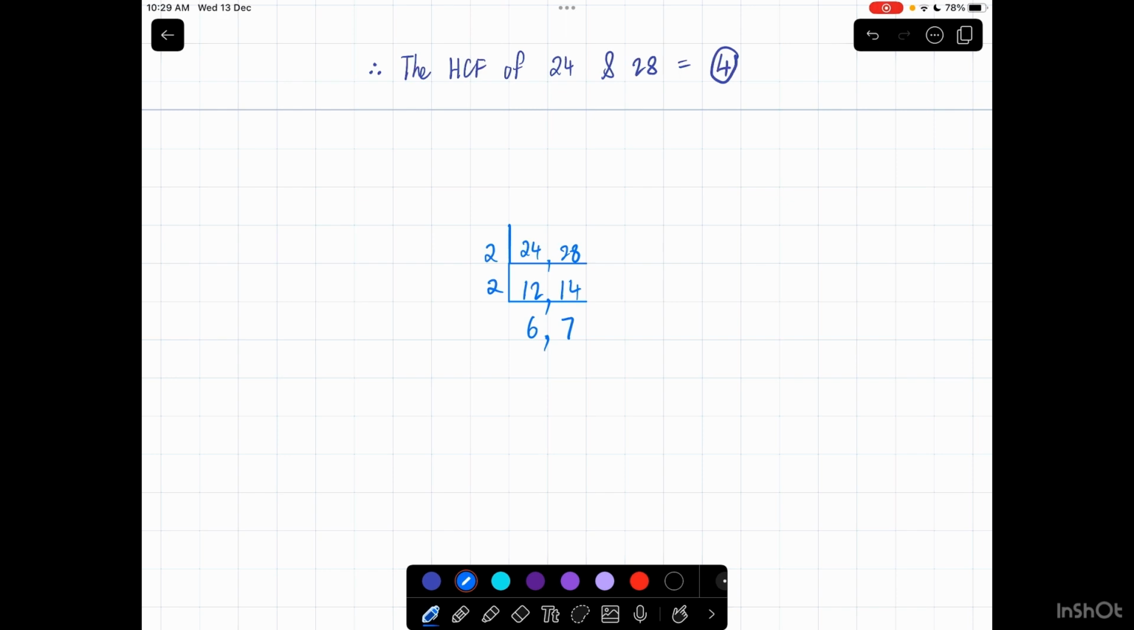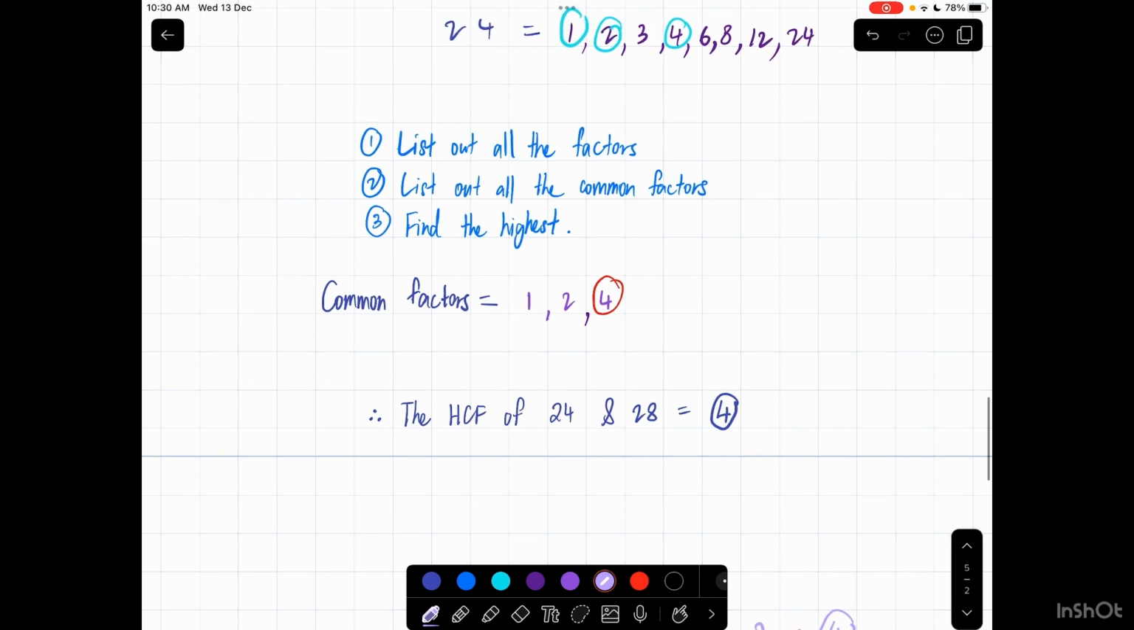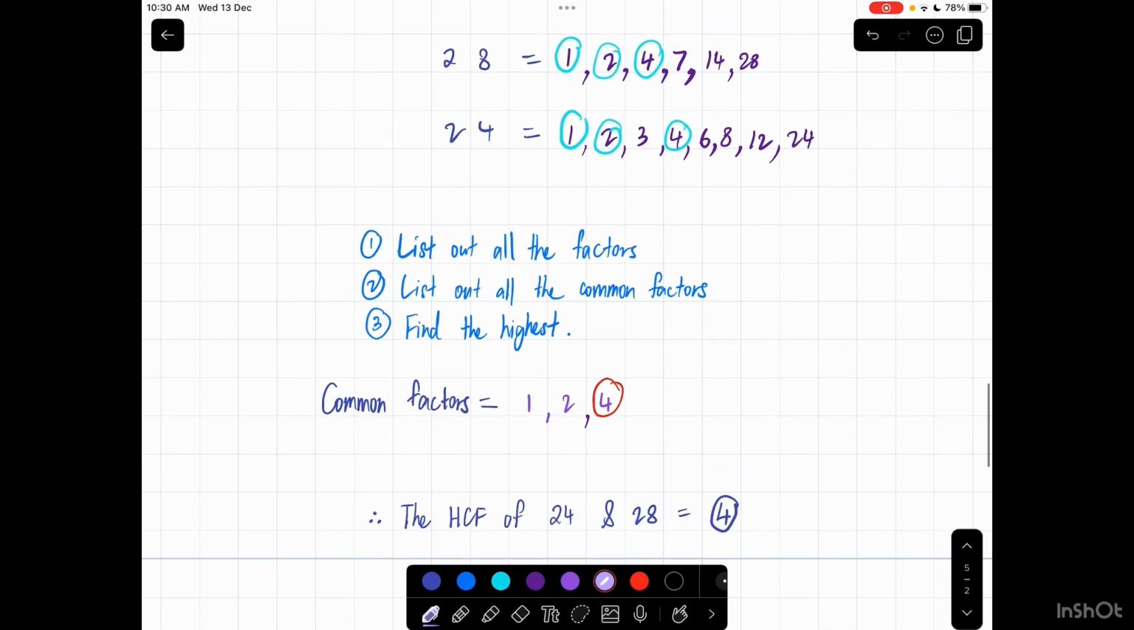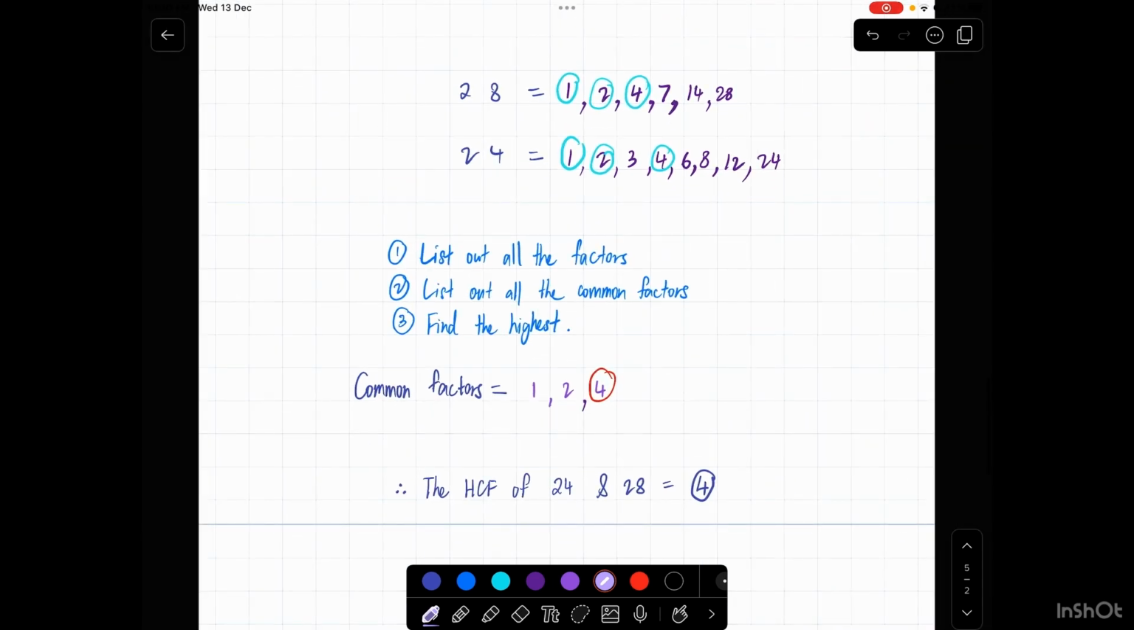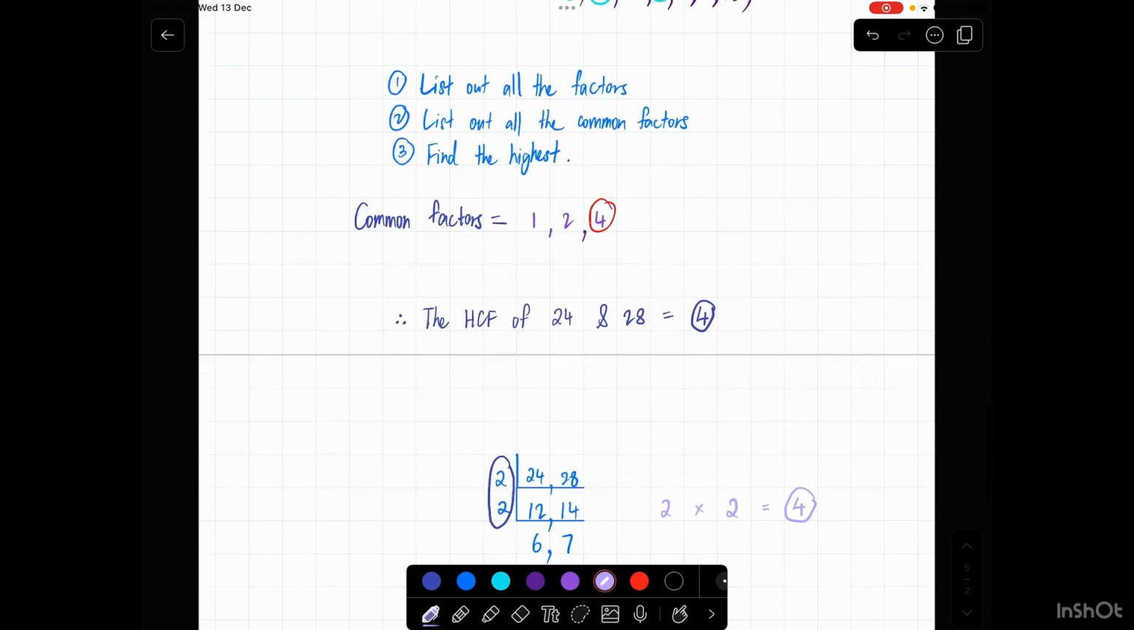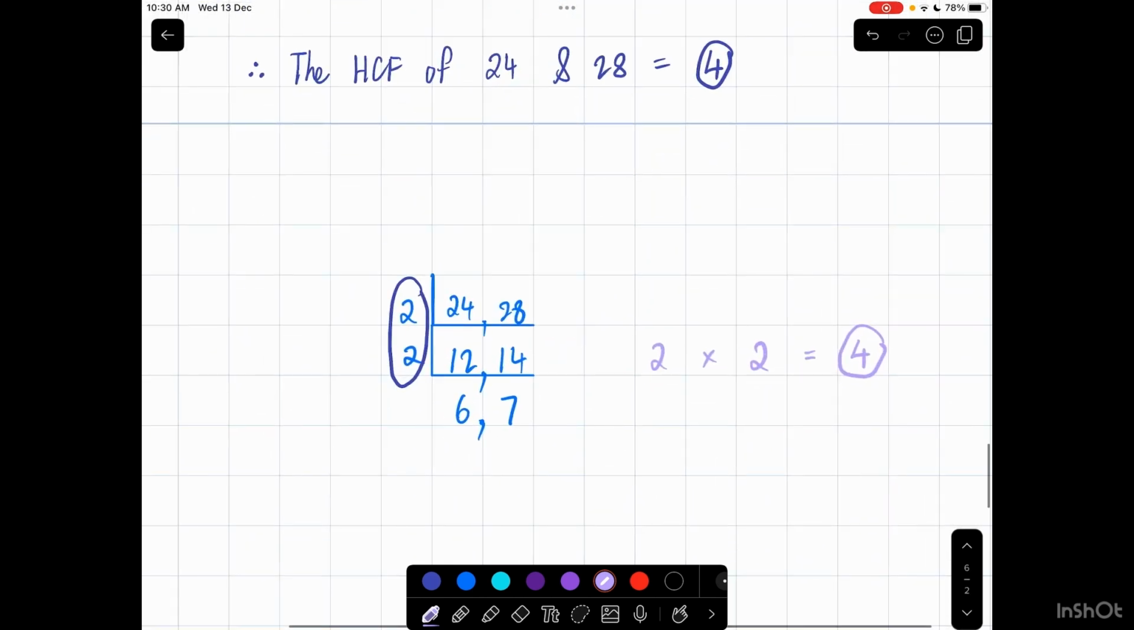So here we have 2 and 2. So what we do is, we times all of the numbers on the left hand side. So in this case, we have 2 times 2, which gets us the answer of 4. So 4 is the HCF of 24 and 28. So what you see at the top here is the logical standpoint of how to do this question. And the bottom one is the repeated division method, which is also logical, but it's in a much more simplified manner.